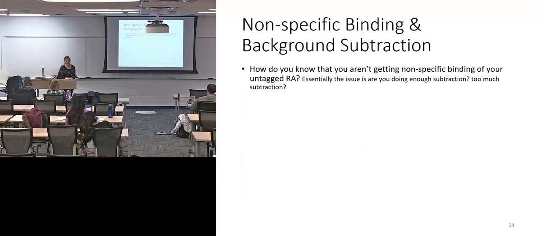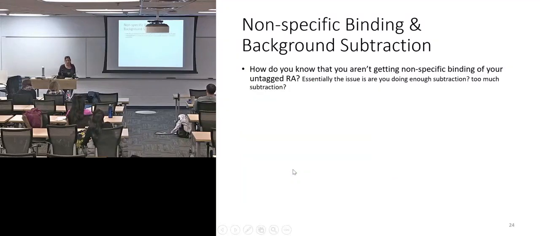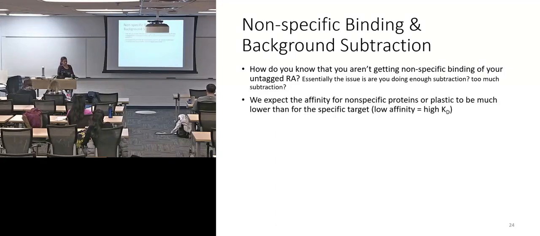So how do you know that you aren't getting nonspecific binding of your untagged RA? In the background subtraction case, when I put in my untagged stuff, some of it's going onto these other things I'm not interested in. And then the issue becomes, and these are some good questions that people came up with in past semesters: are you doing enough subtraction, or are you doing too much subtraction? And that's totally valid. We expect the affinity for nonspecific proteins and the plastic of the tubes to be really low relative to the specific protein, right?